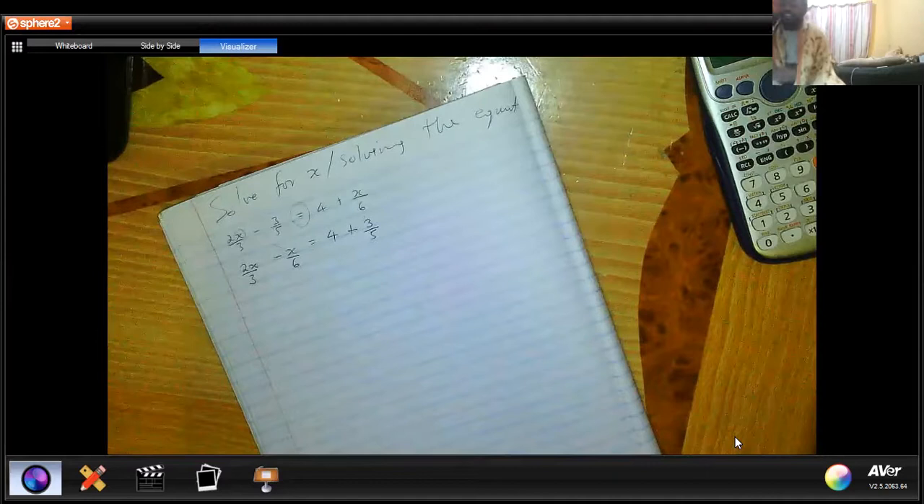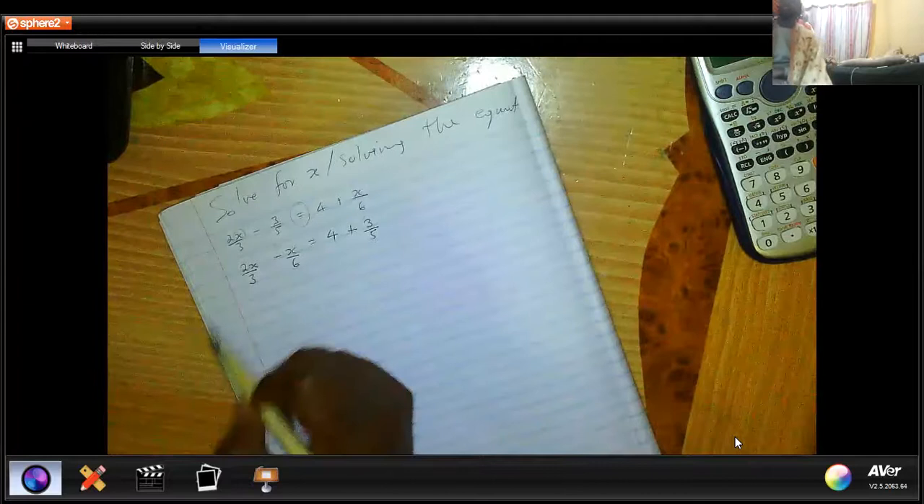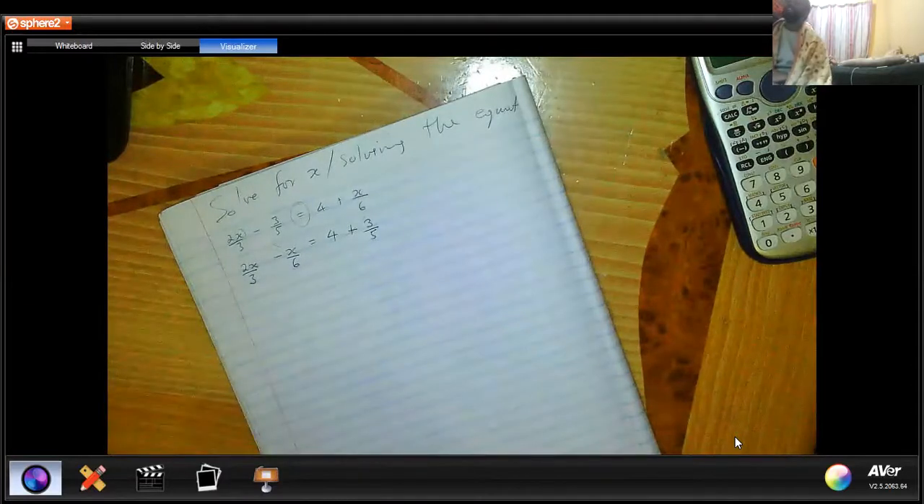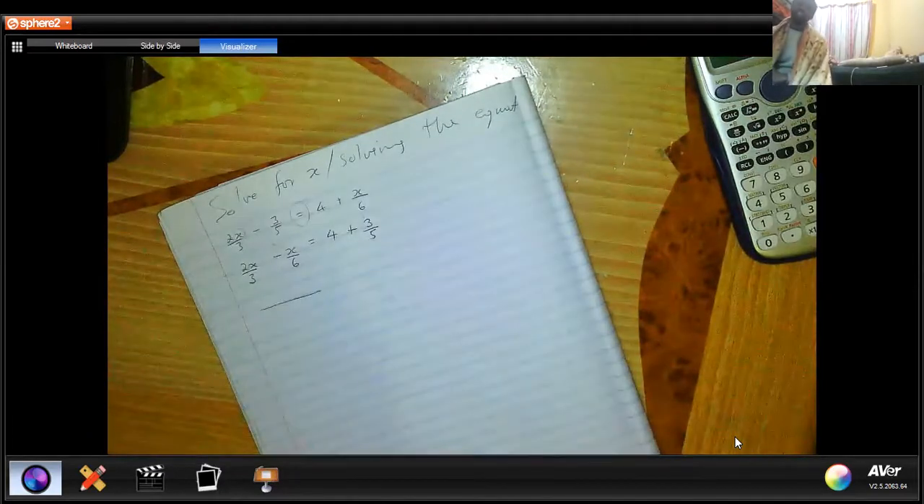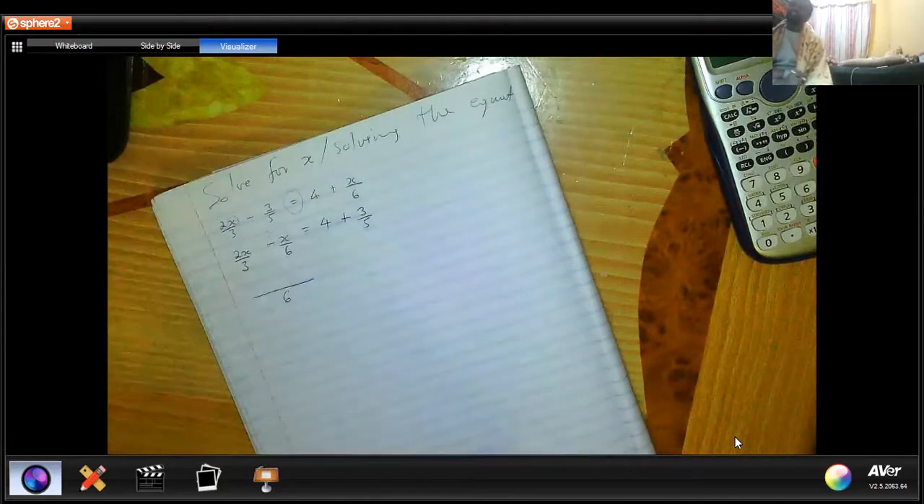Now, the LCD. Because we've got fractions, we are going to use the LCD. Remember the LCD, I gave you notes on it to read on your own, because LCDs are not part of our syllabus, but they apply. So, what is the LCD between 3 and 6? It's 6. I'll let you go investigate on your own, whether you're using YouTube or whatever platform you use, how you get the lowest common denominator.